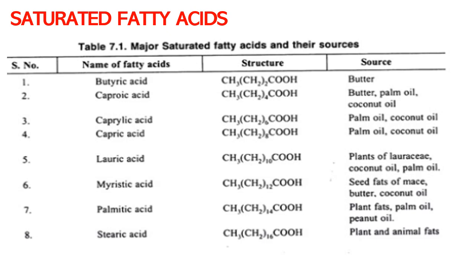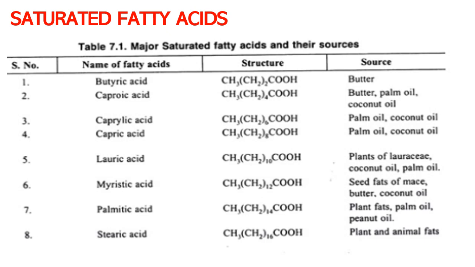Next, caprylic acid. Its formula is CH3(CH2)6COOH, and sources are palm oil and coconut oil. Next, lauric acid. CH3(CH2)10COOH. Sources are plants of lauraceae, coconut oil, palm oil. Next, myristic acid. CH3(CH2)12COOH. Fat of maize, butter, and coconut oil are the sources of myristic acid.